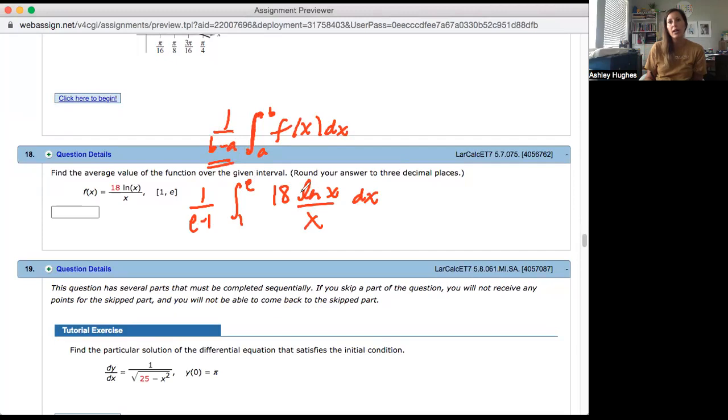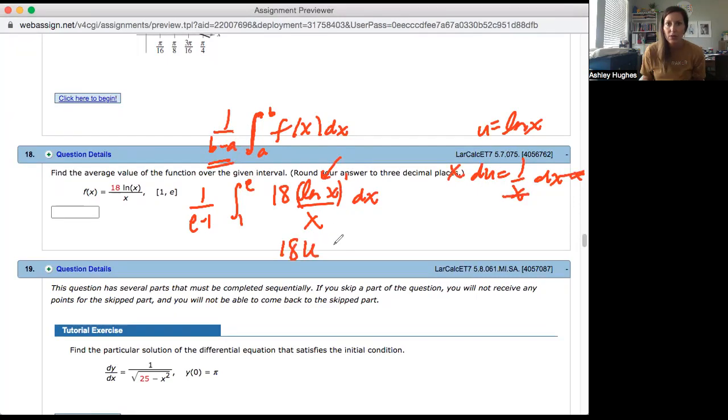When you see this over x and ln of x, what you have to realize is that this is your u. Because what is the derivative of ln? It is 1 over x. That is the derivative, so it will divide out. If you solve for dx, so I have 18u over x, dx is x du, so these cancel. So you're really just integrating 18u. That'll be 18u squared over 2, which is 9u squared, and u is natural log.